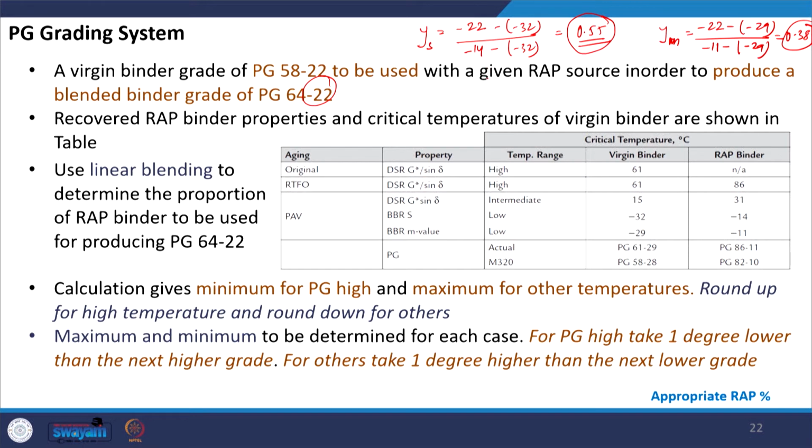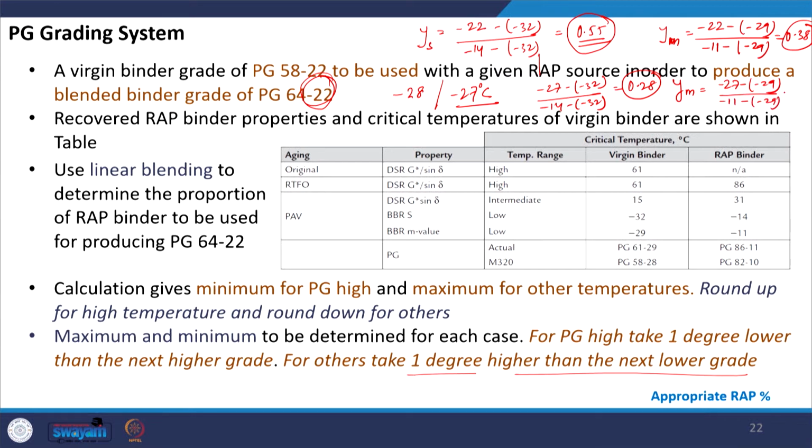So, what he has to do, again follow the same thing, take 1 degree higher than the next lower grade. So, the present grade is minus 22. So, the next grade is minus 28. So, I will take minus 27 degrees Celsius for calculation. So, corresponding to S value, it will be (minus 27 minus of minus 32) divided by (minus 14 minus 32). So, the minimum value corresponding to S is 0.28, and minimum value corresponding to M is (minus 27 minus 29) divided by (minus 11 minus 29). So, this is equal to 0.11, 11%.